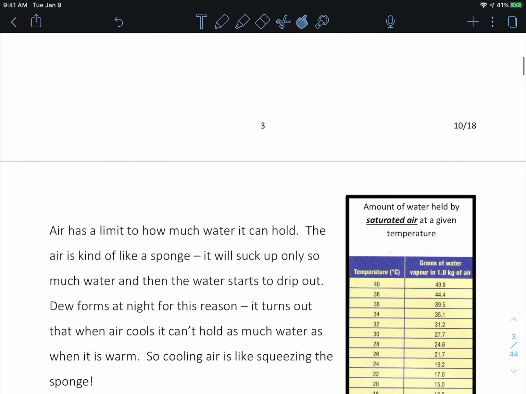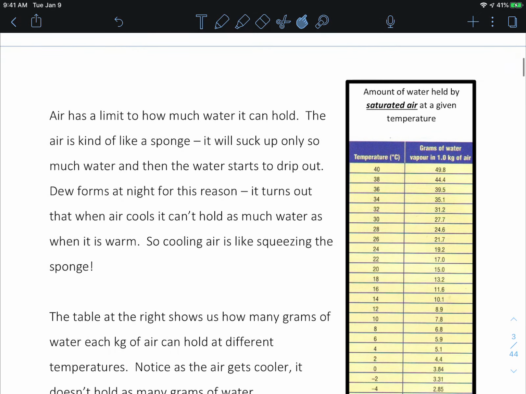To understand this, we need a little bit of background. One thing is that air at any temperature acts like a sponge. It'll suck up a certain amount of water. And when that water exceeds that certain amount, it will start to drip out as rain or dew or condensation. So one of the reasons that dew forms in the morning is that during the day the air fills full of water, and then at night the air cools down. And so as the air cools down, it can no longer hold as much water.